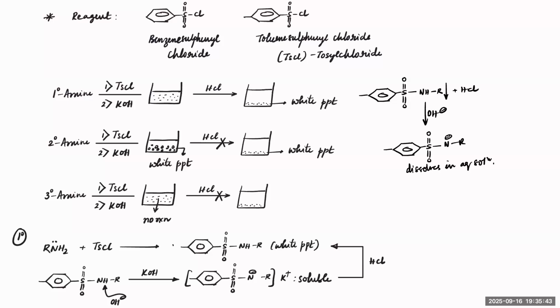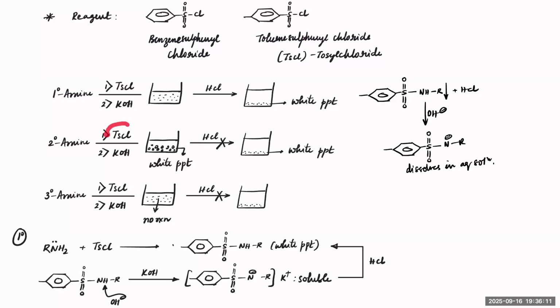And once this is dissolved, again, if you add HCl, the precipitate will come back. This is the same precipitate you will get back. Clear? So what did we notice? Primary amine: first a white precipitate formed, then it dissolved, then the white precipitate formed again. This is the journey of 1 degree amines.